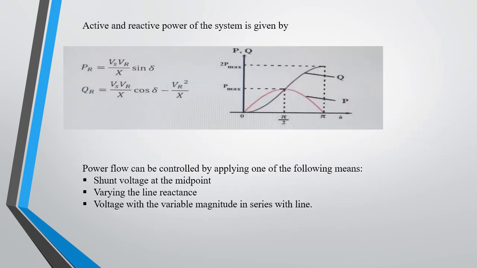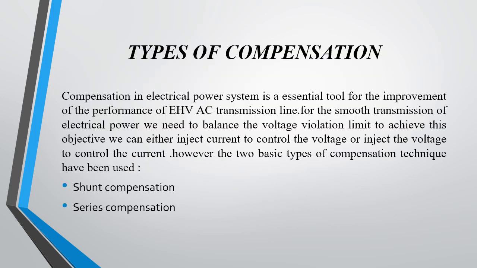Then the active and reactive power of the system are given by PR and QR. Power flow can be controlled by applying one of the following means. First one, shunt voltage at the midpoint. Second, varying the line reactance. And third, voltage with a variable magnitude in series with a line.